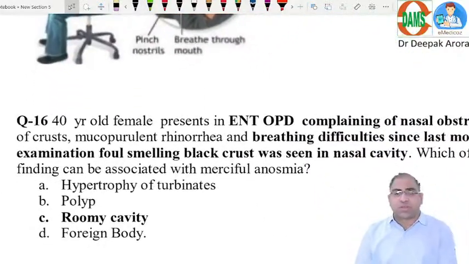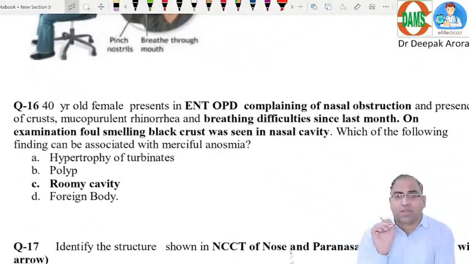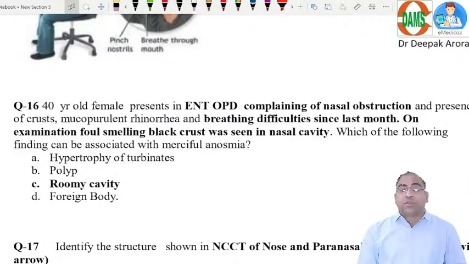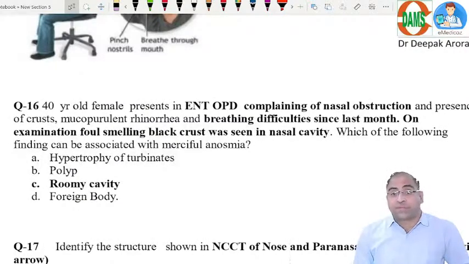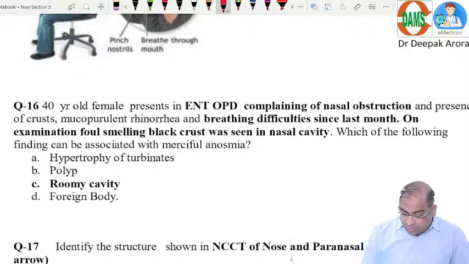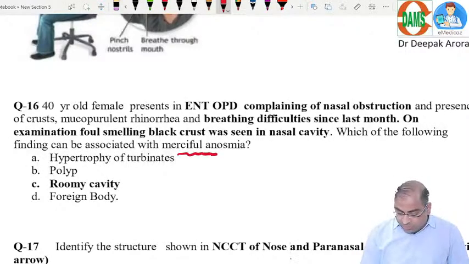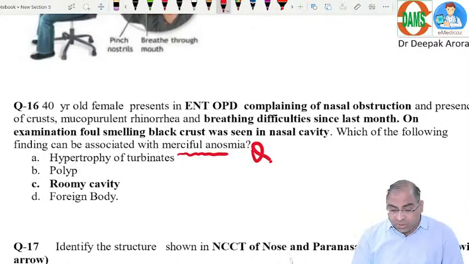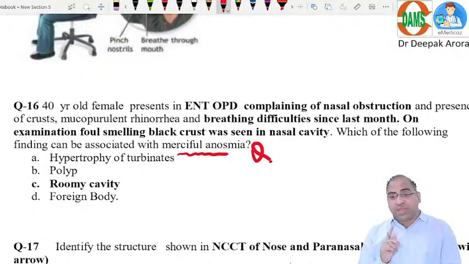Question number 16. Next MCQ important point I am discussing. The very strong message behind this MCQ, the last line of the question: which of the following findings can be associated with merciful anosmia? Beta, always remember, merciful anosmia is a keyword for atrophic rhinitis.